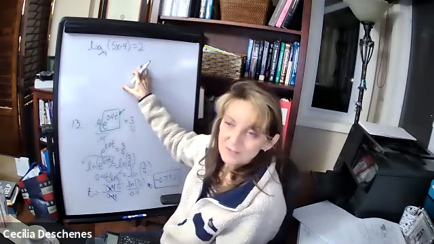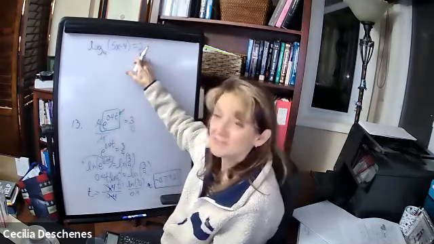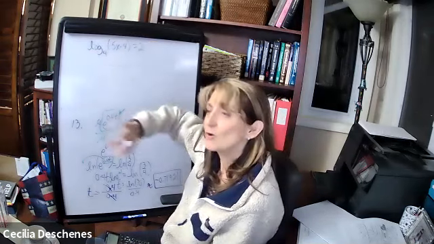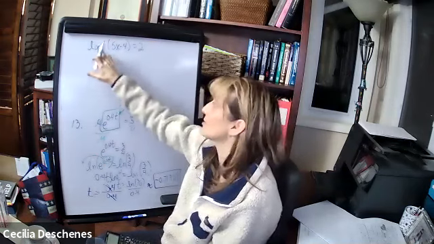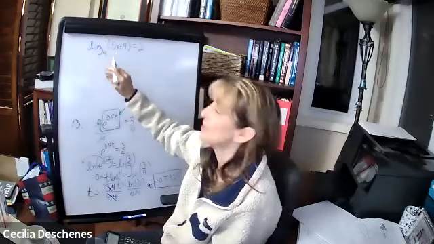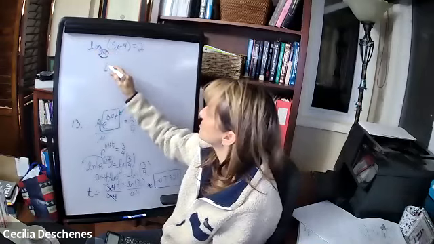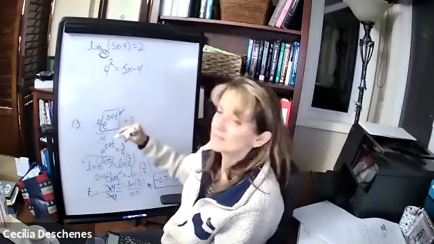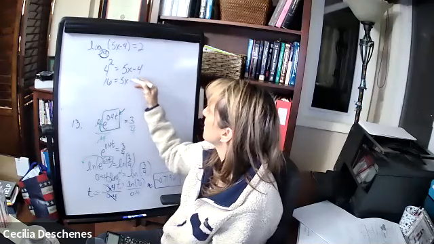So the deal with this one is you always have to remember that when you see a log, what it's equal to is an exponent. So when you want to get rid of the word log, you're going to make that your exponent. And this is always the base. So it's 4 squared is equal to 5x minus 4. So 16 is equal to 5x minus 4.